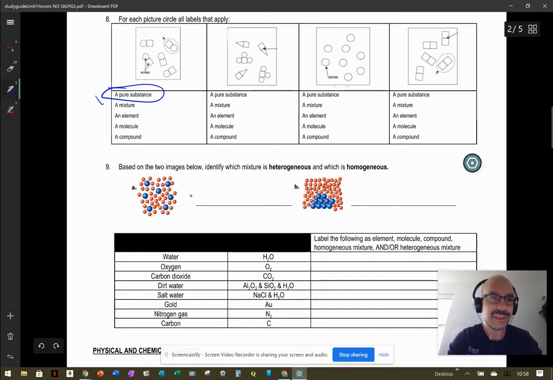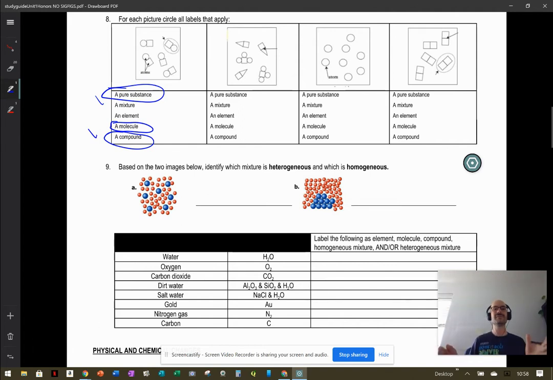As far as it being a molecule, we have molecules in the substance. So the substance is a molecule. It's made up of molecules. And the substance is also a compound. Remember, if something's a compound, it's definitely a molecule. All compounds are molecules, not all molecules are compounds.